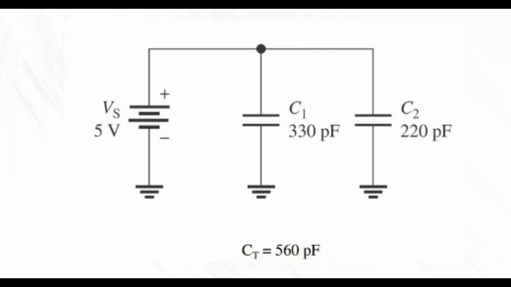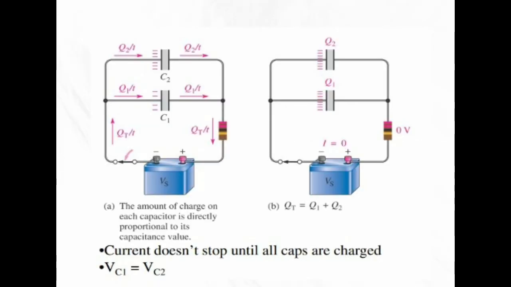So in this case, you see the highest capacitance value is 330 picofarad, but the parallel capacitance value is 560 picofarad. So in this circuit, you see that the current is the rate of change of charge with time. After a specific time, both capacitors Q1 and Q2 in parallel would carry the same charge.